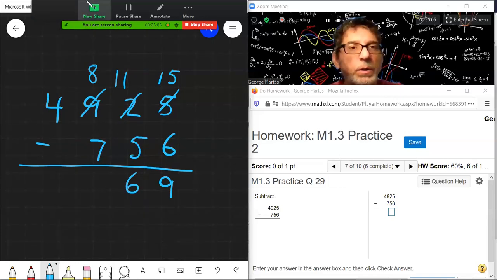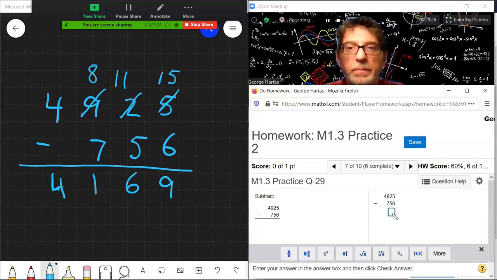And now we're going to switch gears and come over to the hundreds column. 8 minus 7, we can do that. So that's 1. And then we have 4 minus nothing is still 4. So our answer is 4,169.